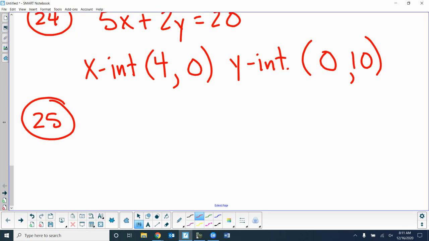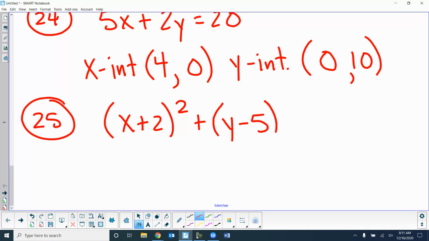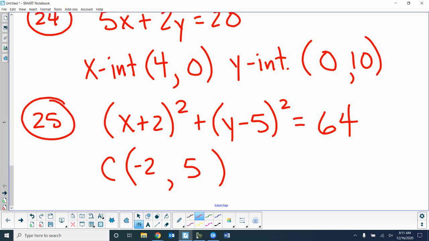25, I think, is a circle problem, isn't it? Yeah. Okay? So (x plus 2) squared plus (y minus 5) squared equals 64. Okay, so that's our basic equation for a circle. The center is what makes this 0 and that 0. So basically the opposite. (-2, 5) is the center.